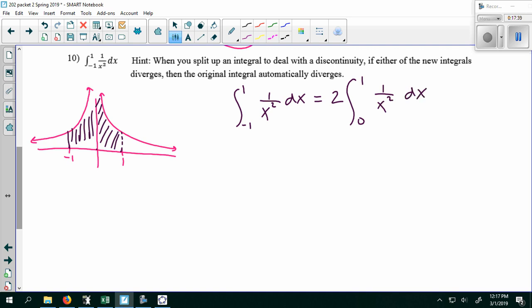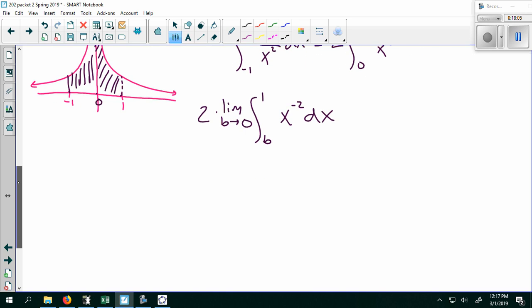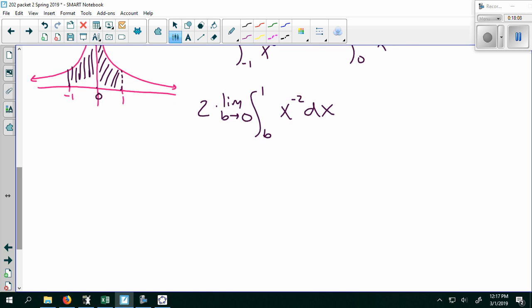And then the problem area is at 0. At x equals 0, I've got this vertical asymptote. So instead of starting at 0, I'm going to start at b. So this is going to be 2 times, I'm going to integrate from b to 1, x to the -2 dx. And I need to take the limit as b approaches 0. So this is 2 times the limit as b goes to 0.